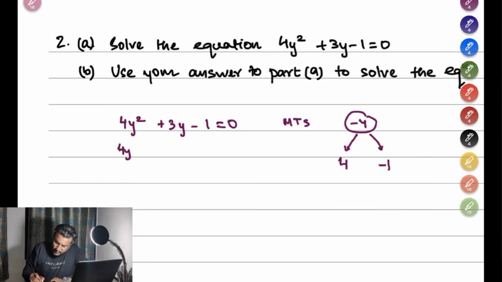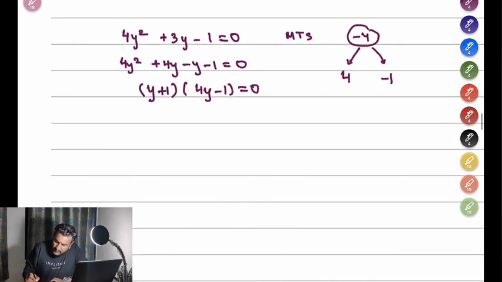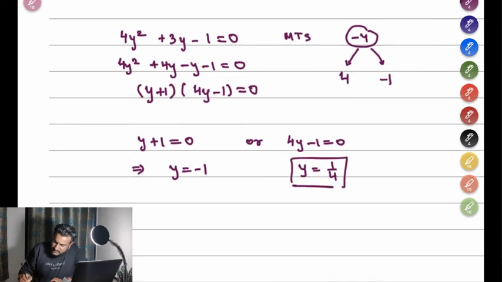So if I write down 4y² + 4y - y - 1 = 0, which simplifies to (y + 1)(4y - 1) = 0, which gives us a value. The product of two numbers is 0, which means either y + 1 = 0, which gives us y = -1, or 4y - 1 = 0, which gives us y = 1/4. So these are our two answers for the first part.